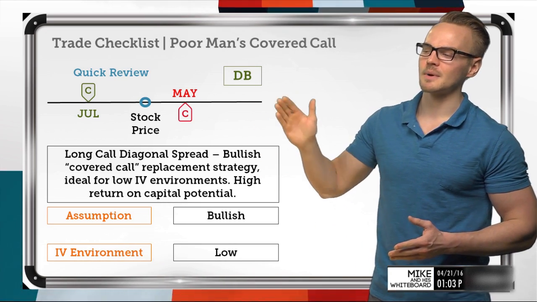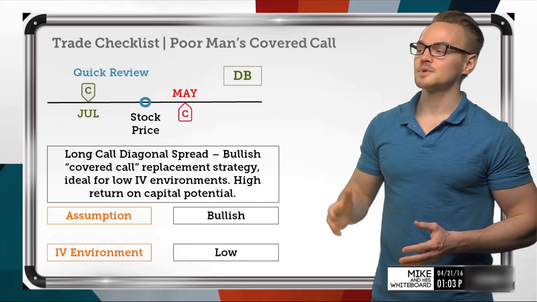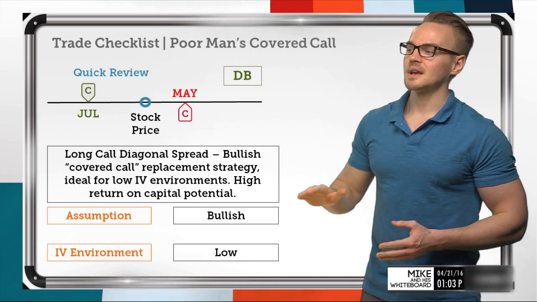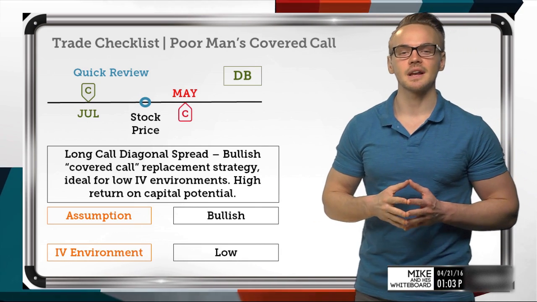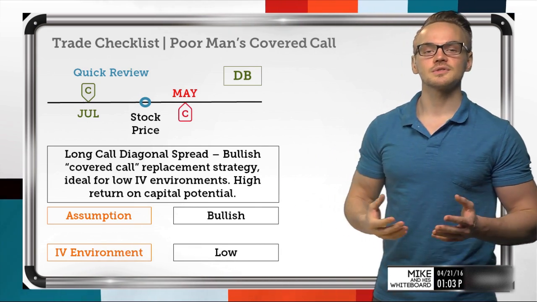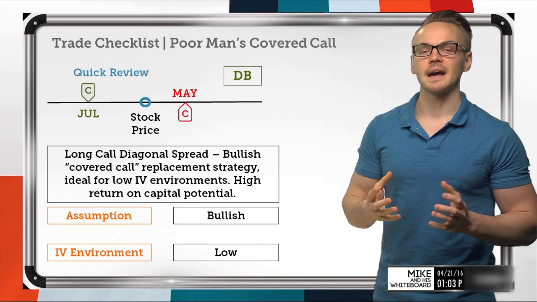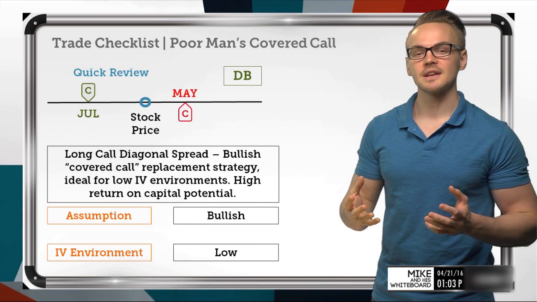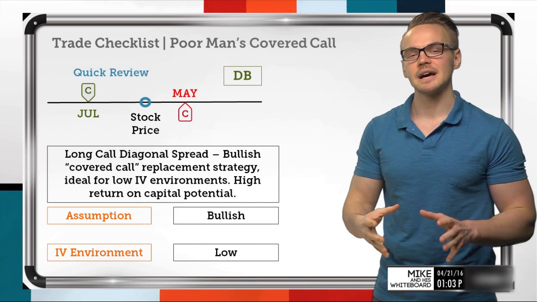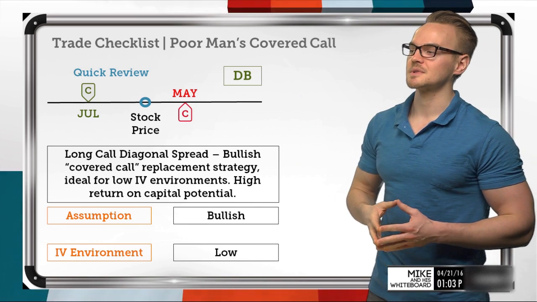This is also going to be routed for a debit, just like the poor man's covered put, which was also routed for a debit. But in this strategy, it's going to be a covered call replacement strategy. This is another one of those strategies where if we're looking to get that bullish assumption or bullish bias and have that replication of a covered call strategy, but we don't want to put all the capital down that would be required for that covered call, this would be our go-to replacement strategy.